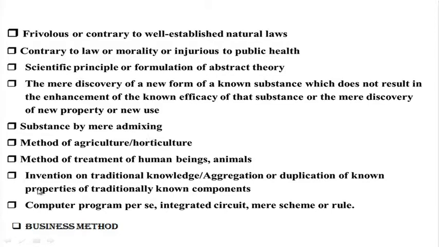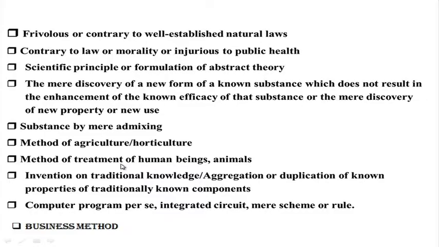Similarly, in India, method of agriculture or horticulture, considering the social perspective, because India is an agriculture-based country. What do you mean by method of agriculture? A new way of cultivating, let us say, paddy, or a new way of cultivating jute. Those kinds of things will not qualify to be patentable in India. Why? Considering the social perspectives. Similarly, a new way of horticulture also will not qualify to be patentable.